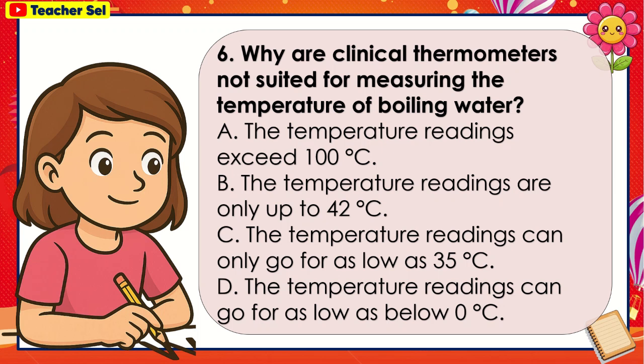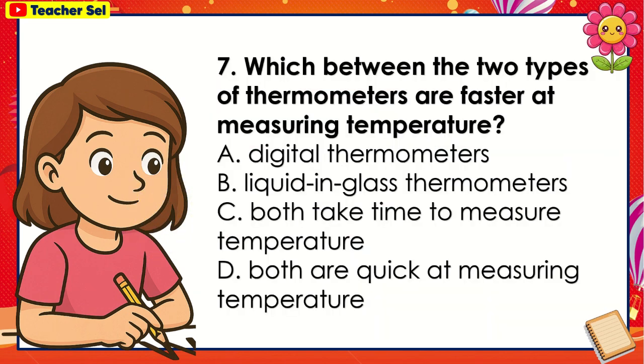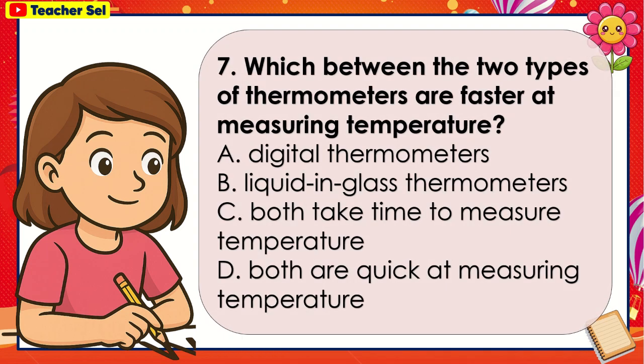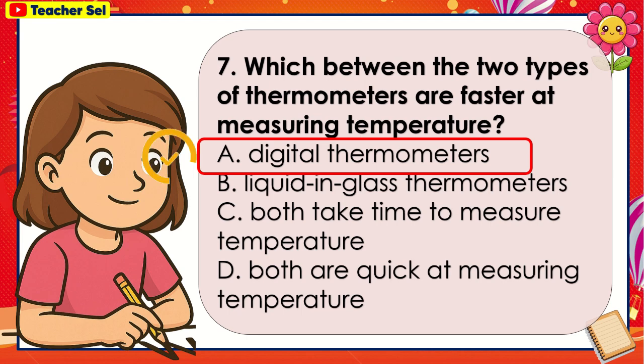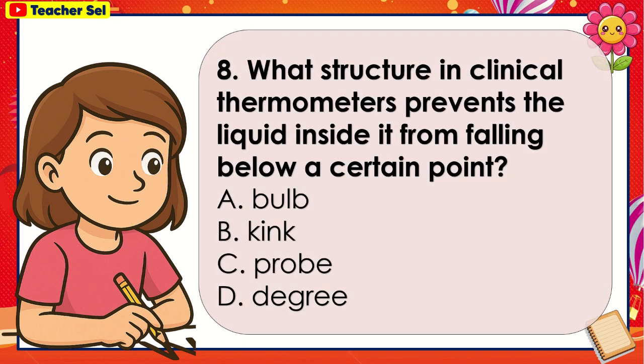Why are clinical thermometers not suited for measuring the temperature of boiling water? You're right, the correct answer is letter B. Which between the two types of thermometers is faster at measuring temperature? Very good, it's letter A, digital thermometers. What structure in clinical thermometers prevents the liquid inside it from falling below a certain point? It is letter B, kink.